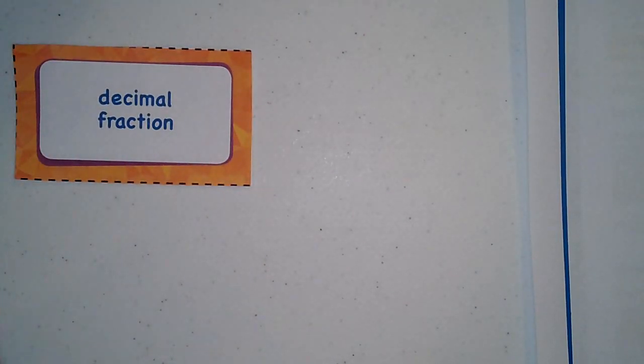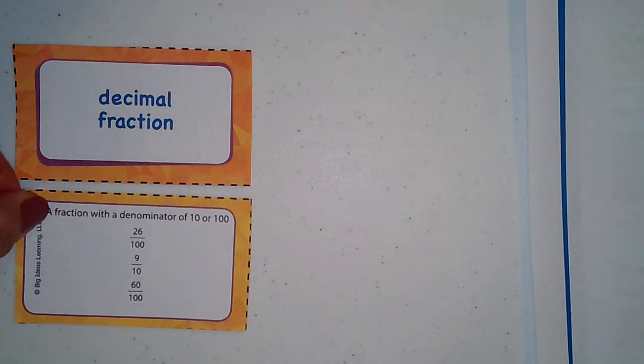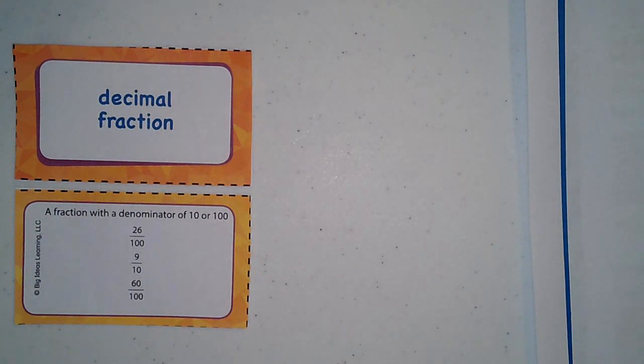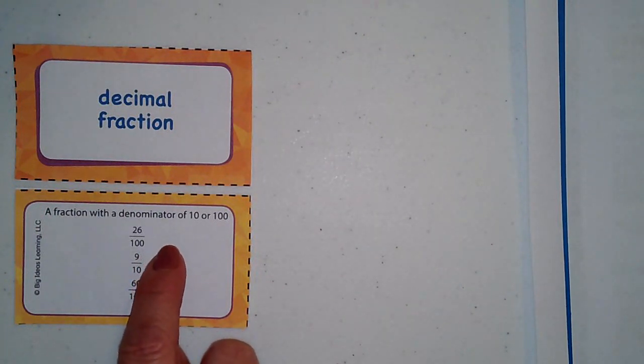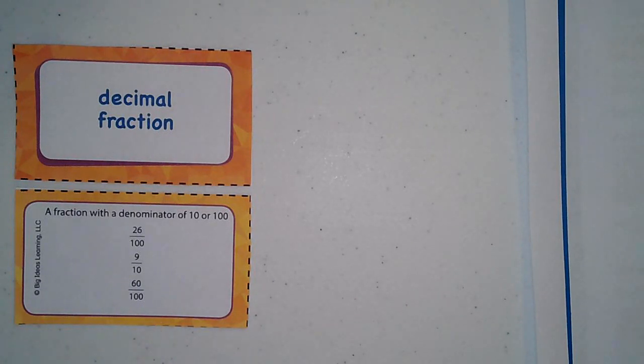Okay, a decimal fraction. A decimal fraction is a fraction with a denominator of 10 or 100, just like those examples underneath. 26 100ths, 9 tenths, and 60 100ths. If you have a pencil and paper handy, you might want to take notes.